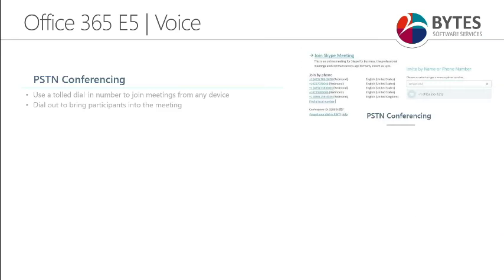In terms of voice, we've got PSTN conferencing. So PSTN conferencing allows you to dial into a Skype for Business meeting or dial out to bring a user into a particular meeting. So if you were to do PSTN or Skype for Business on-premises meetings, you would typically pay a third party for these phone numbers to dial into the meeting. So this is hosted by Microsoft specifically for Skype for Business Online.